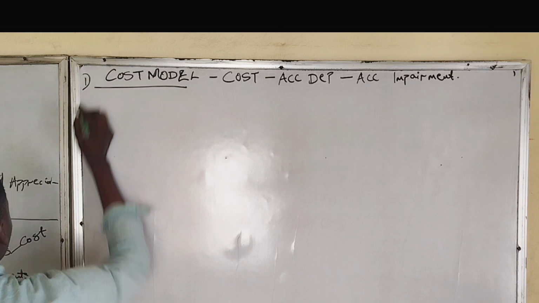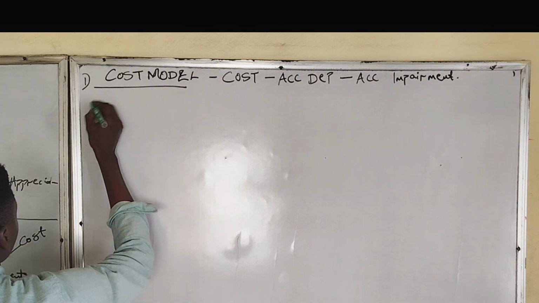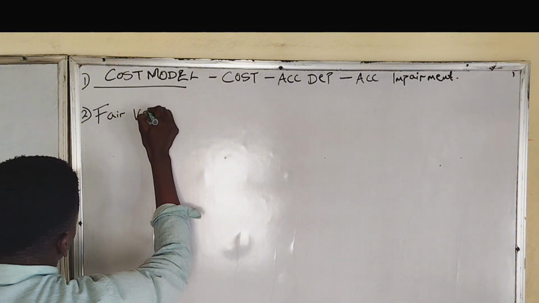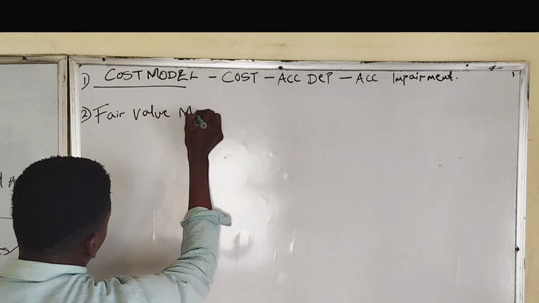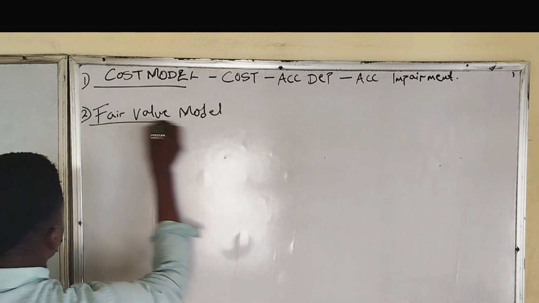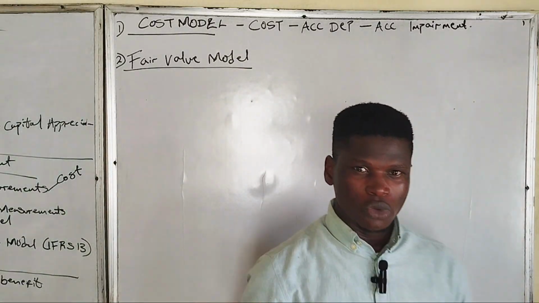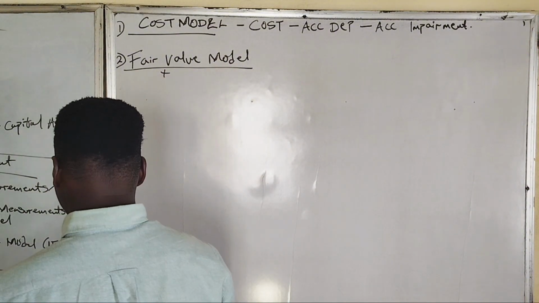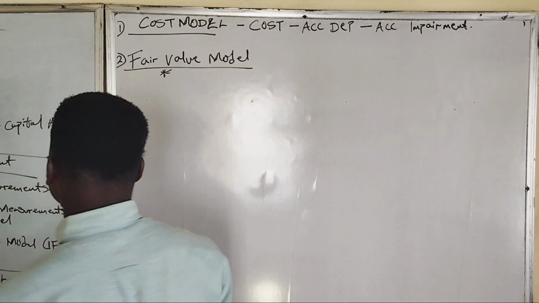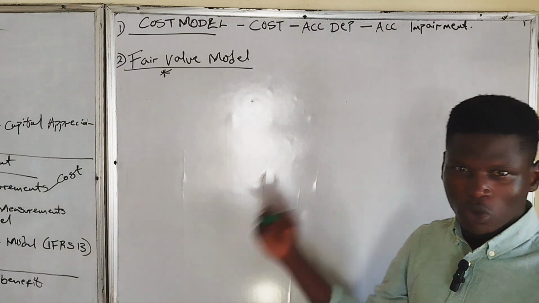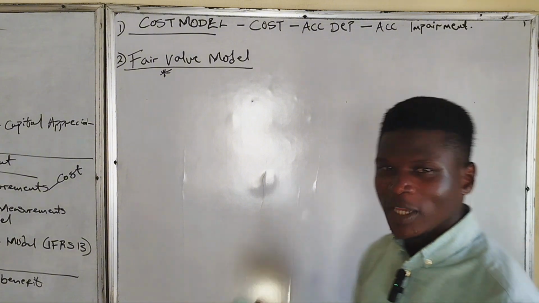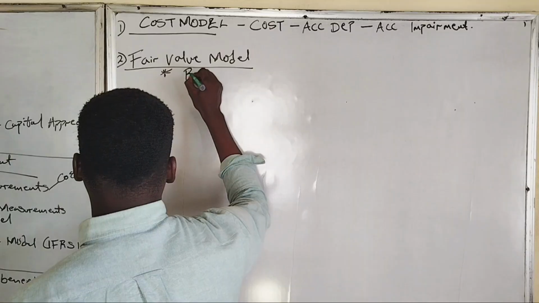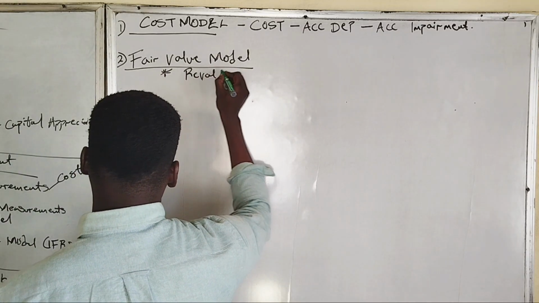So that's for subsequent measurements. That's the first one. Then secondly, we said we can use the fair value model. So if the fair value model is used, there are some things that must be put into consideration. One of them is that the asset must be revalued at the end of every accounting period.